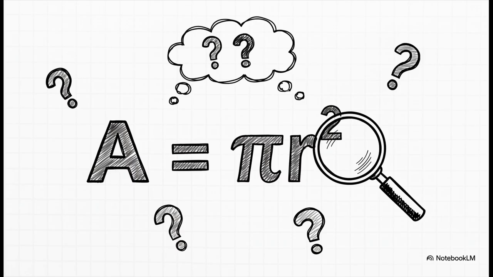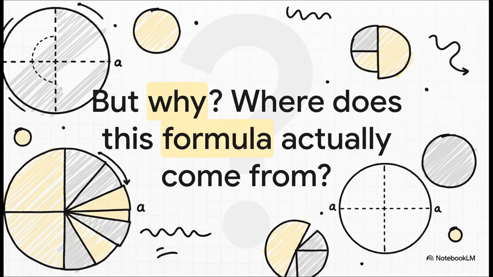But that just tells us what to do. It doesn't tell us the really interesting part. And that is the real mystery, isn't it? Why pi? Why is the radius squared of all things? Where in the world did this elegant little equation actually come from? Well, that's what we're going to uncover.